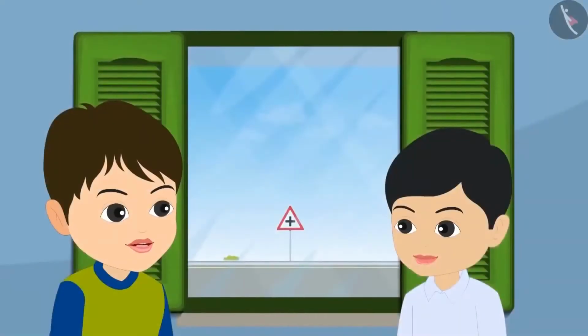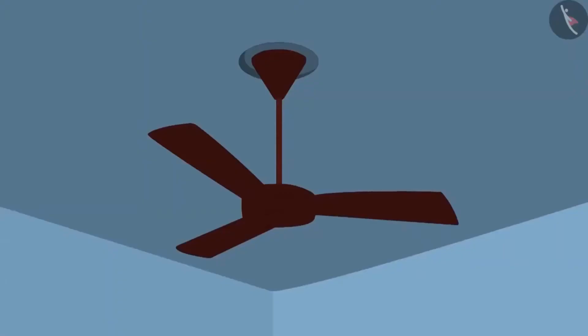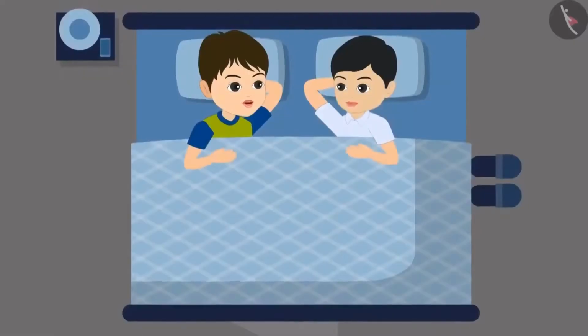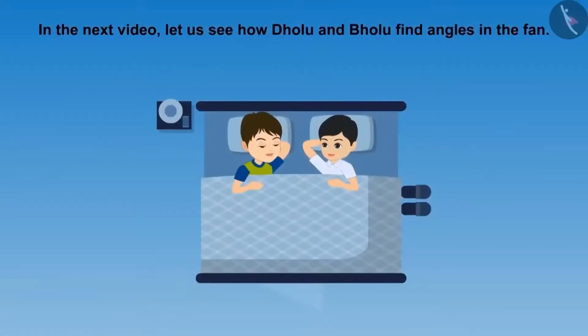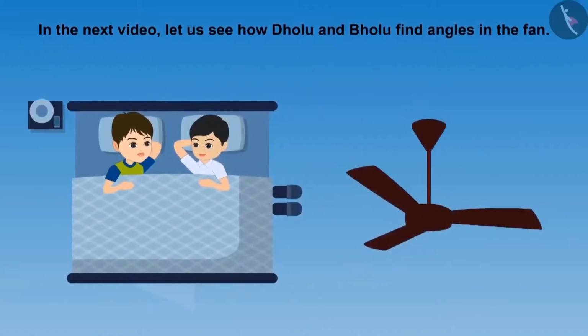Dholu, let us go to bed now. We have to wake up early tomorrow. Alright, Bholu. Hey, I can see angles in this fan too. Dholu, it is very late now. We will talk about this tomorrow. In today's video, we have learned how to find different angles in objects around us. In the next video, let us see how Dholu and Bholu find angles in the fan. Thank you.